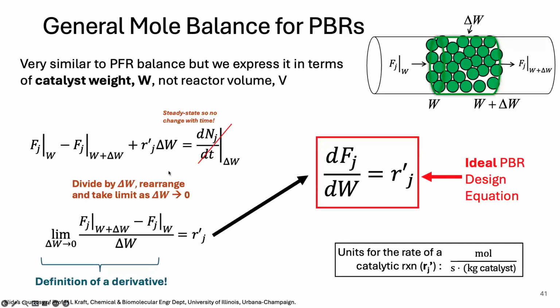And so lastly, if we apply our general mole balance to PBRs, in minus out plus generation equals accumulation. It's going to look similar to the PFR. Okay, but again, we're going to be working in terms of catalyst weight and a differential catalyst weight, not a differential catalyst or reactor volume. We're at steady state, so our accumulation term goes away. And if we make similar assumptions as before, we can get our ideal PBR design equation, or dF/dW is equal to rj.